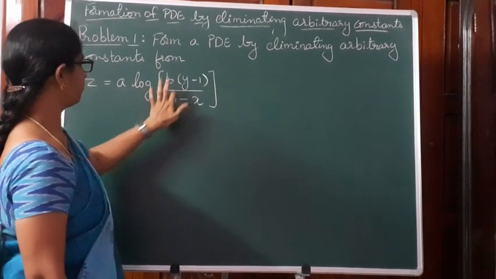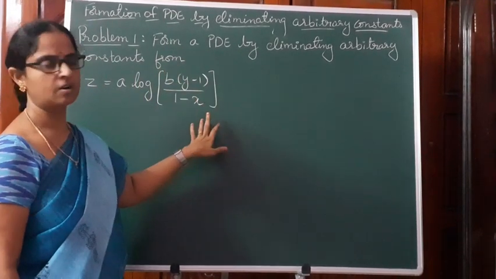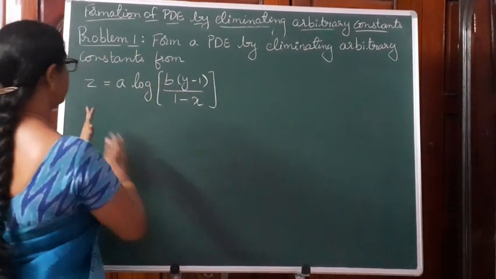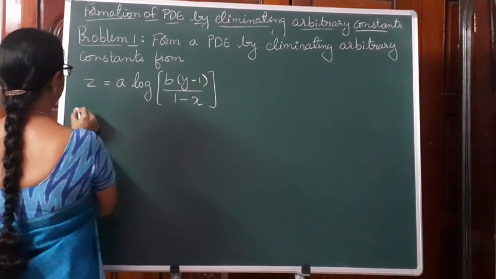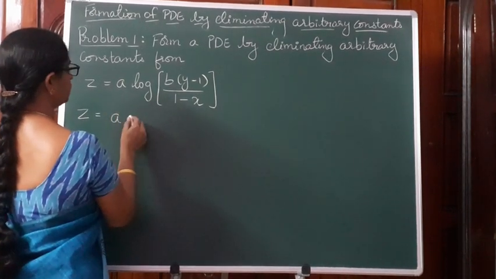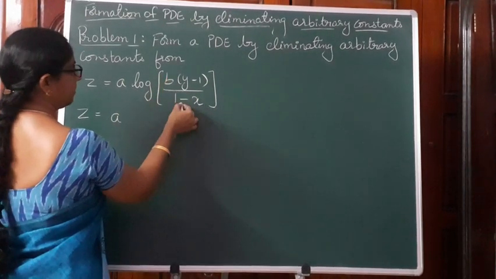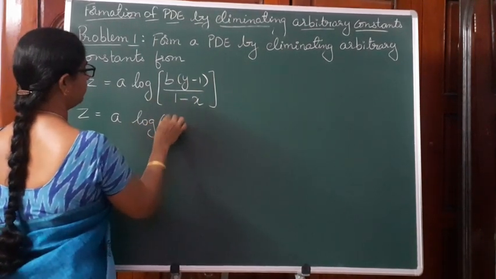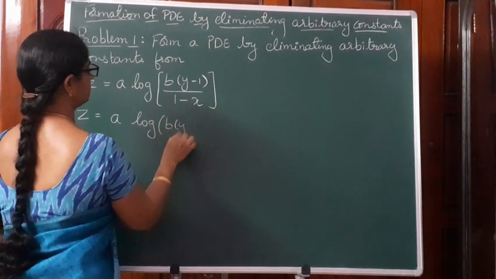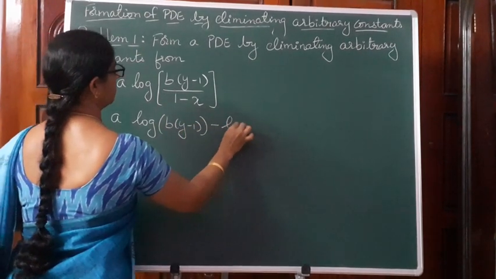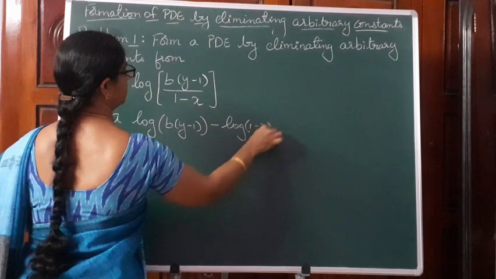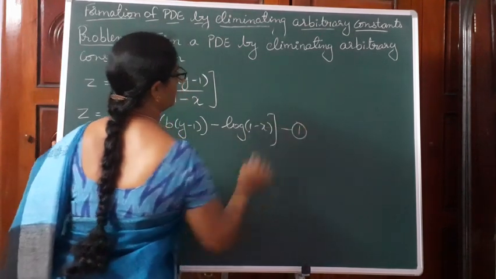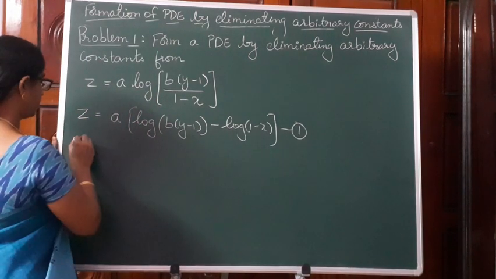So we can simplify this. We can write log of a by b as log a minus log b, or otherwise we can directly partially differentiate this. But I will expand this and write it as z is equal to a into log a by b, that is log a minus log b, that is log of (b into y minus 1) minus log of (1 minus x). Maybe it is somewhat simple to differentiate. I call this equation 1. Now we partially differentiate 1 with respect to x.